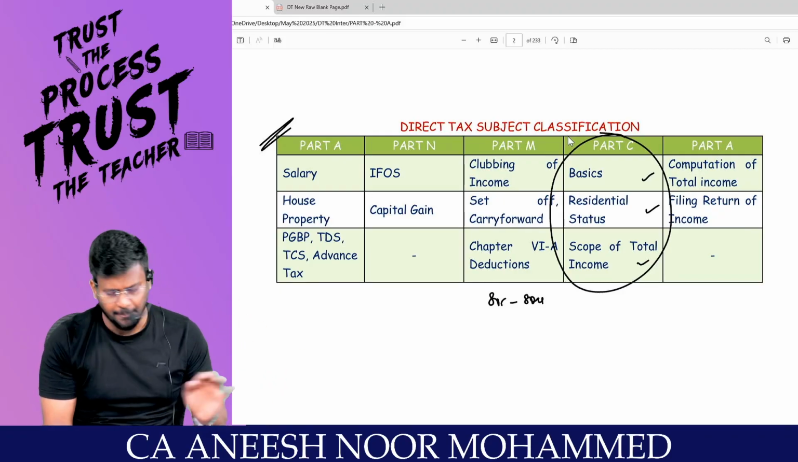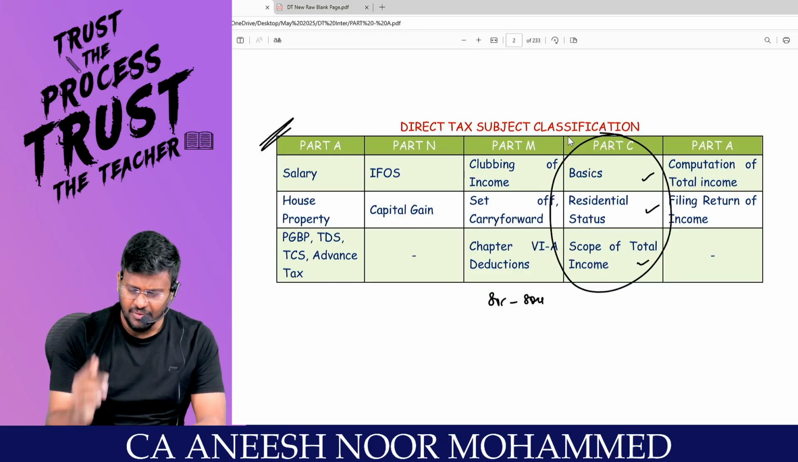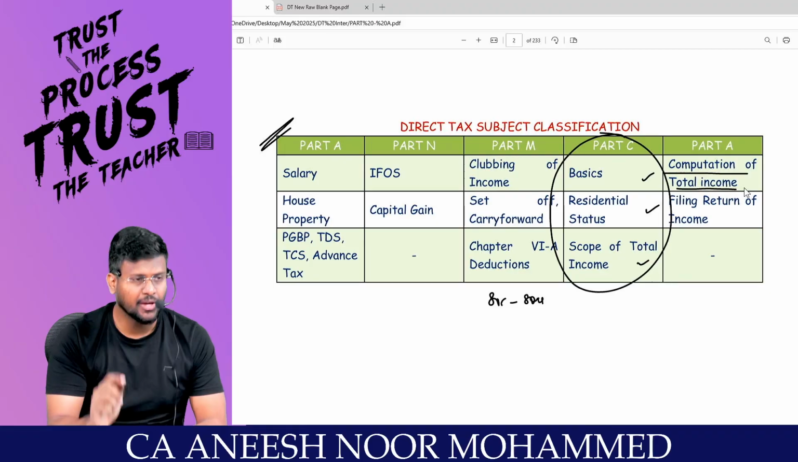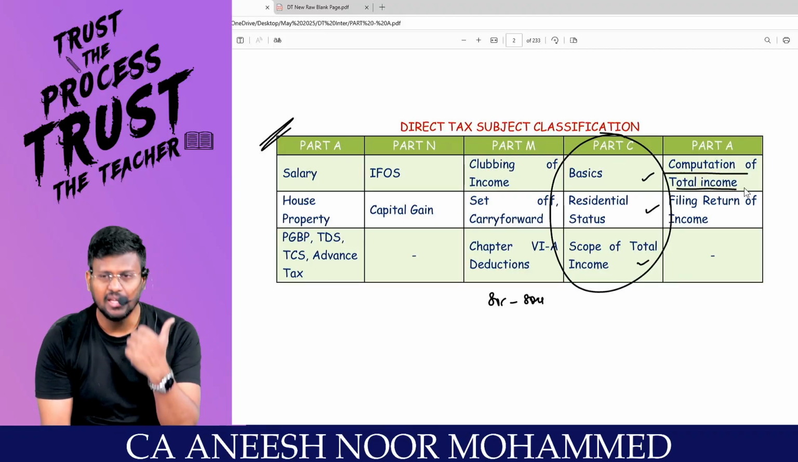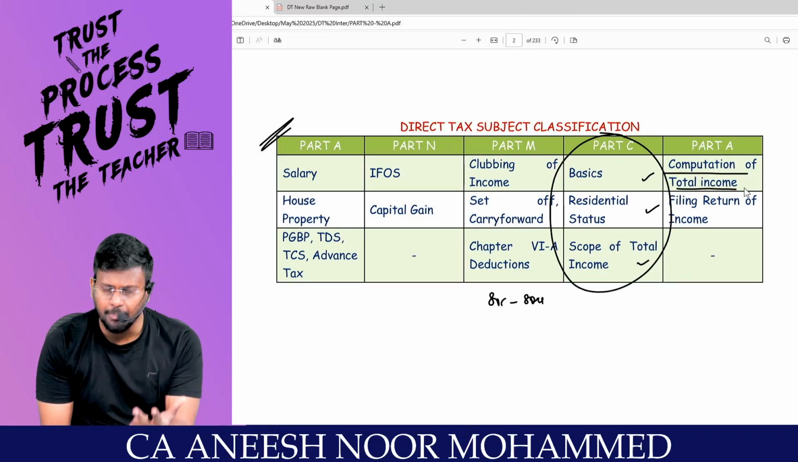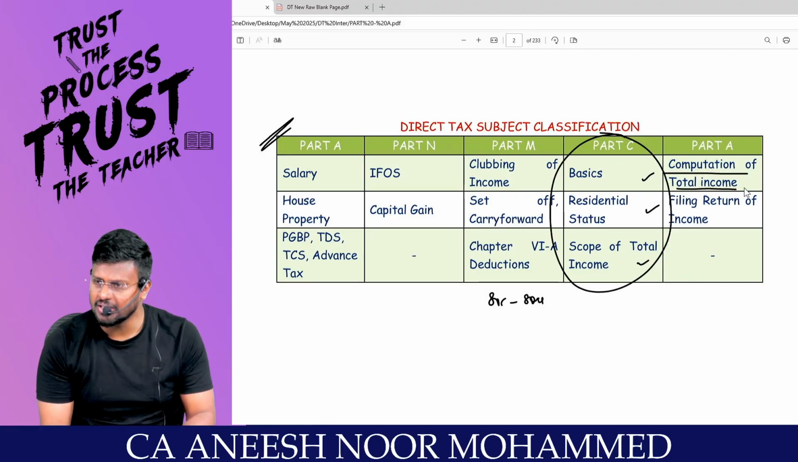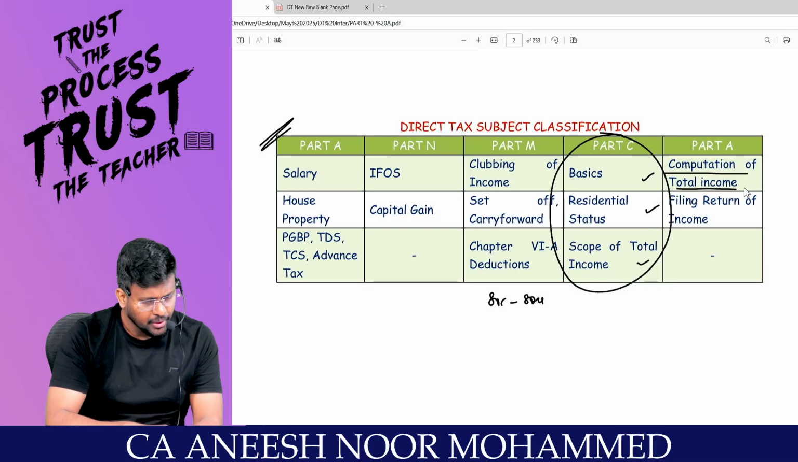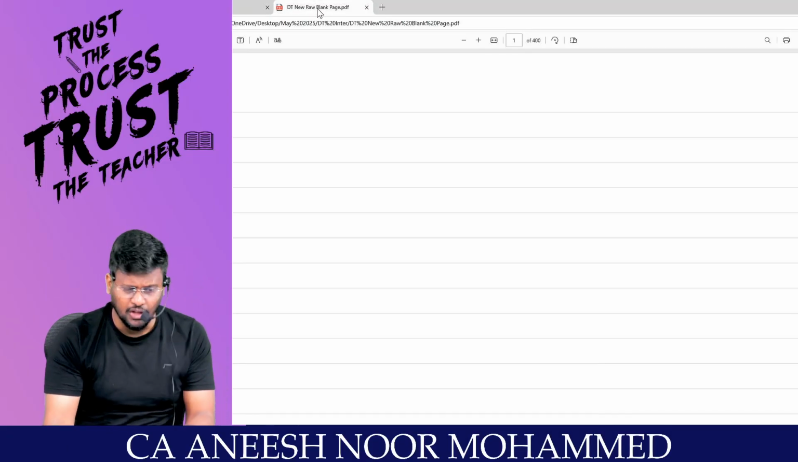Are you all really with me? And the last one. This is the hero, computation of total income. That means in one question, we will be having income from salary, income from house property, PGBP, capital gain, income from other sources. You will be getting gross total income. That means add all the 5 heads of income.